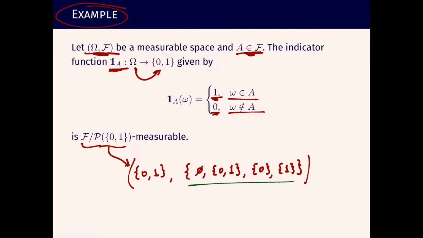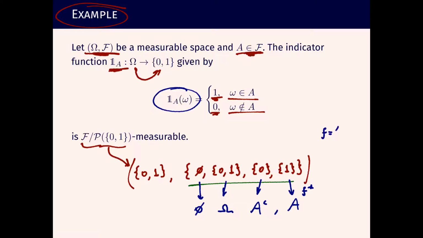And what does it mean to say that this function is measurable? It means if we take the inverse, the pre-image under this function, we get here empty, we get here omega, we get here A complement, and we get here A. This would be the pre-image of these sets by the function f minus 1, if we take f to be this indicator of A. And since each one of these sets by assumption is in F, this function is measurable.